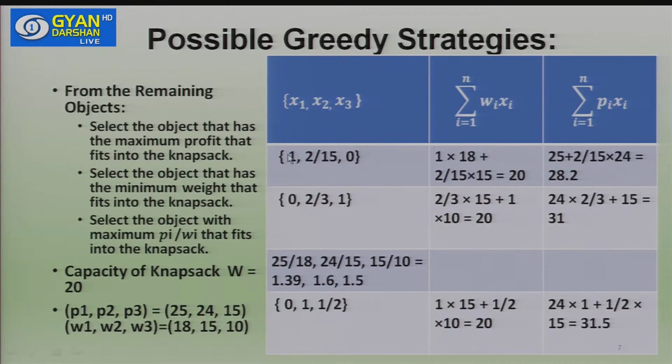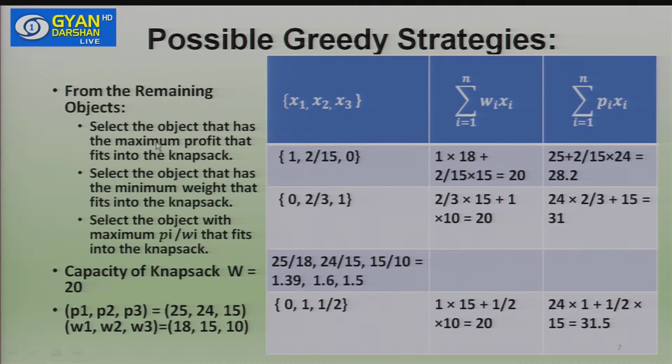We are selecting that object, filling the knapsack with the particular object which has the maximum profit. If we see the slide, the maximum profit is written over here, 25. So P1 is 25, and that happens to be the highest profit. So the first object in this approach, let's select the entire first object. Now the first object's weight is 18.